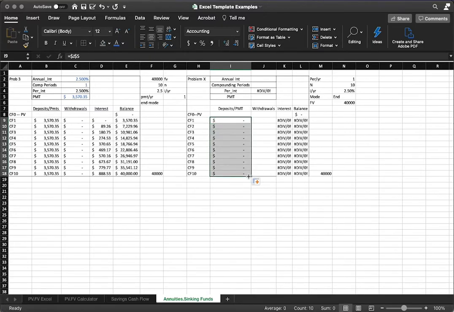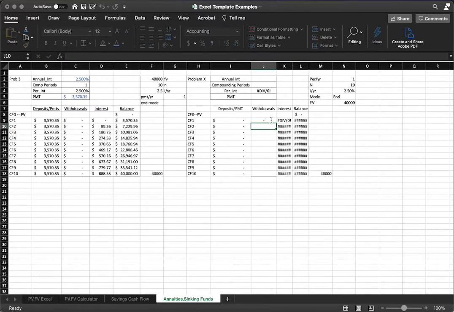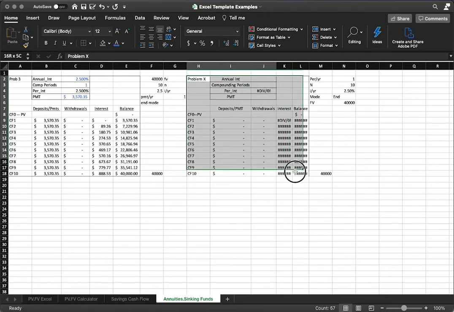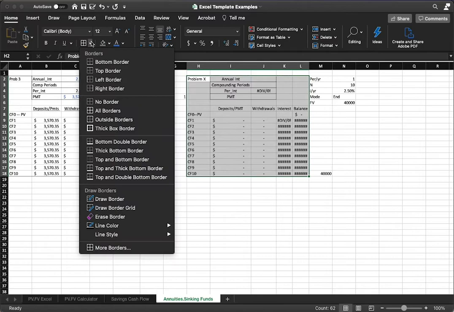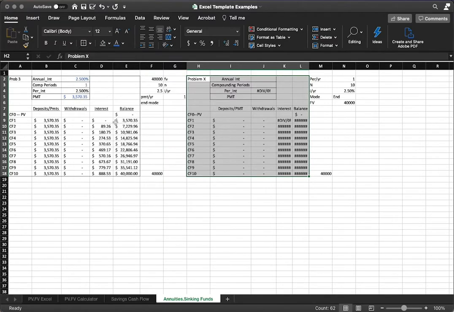Okay, alrighty. Now withdrawals, we don't have any withdrawals, so let's just go ahead and put dashes in there for now. And let's make sure that that one is blue. For OCD's sake, I just want to make sure we have that bar at the bottom there.